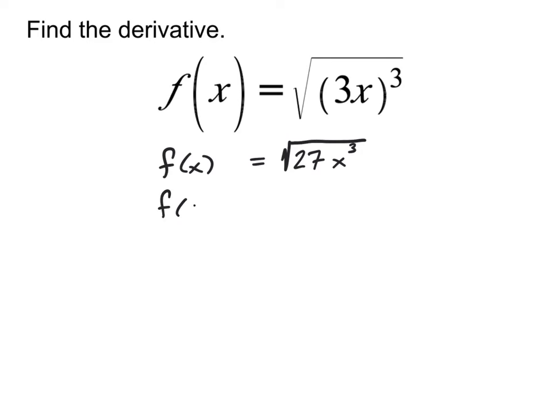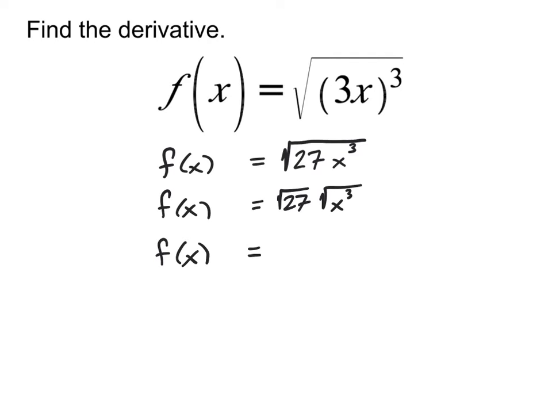And so f of x is going to equal square root of 27 times the square root of x cubed. But even that can be cleaned up a little bit more. And so, first of all, square root of 27. We can simplify that radical a little bit.